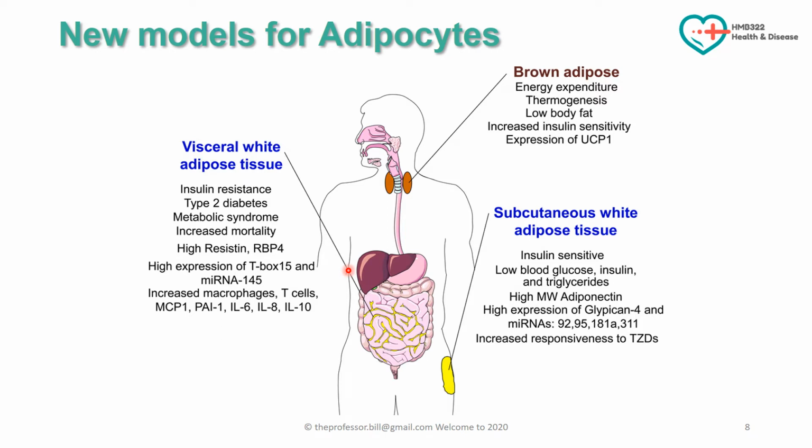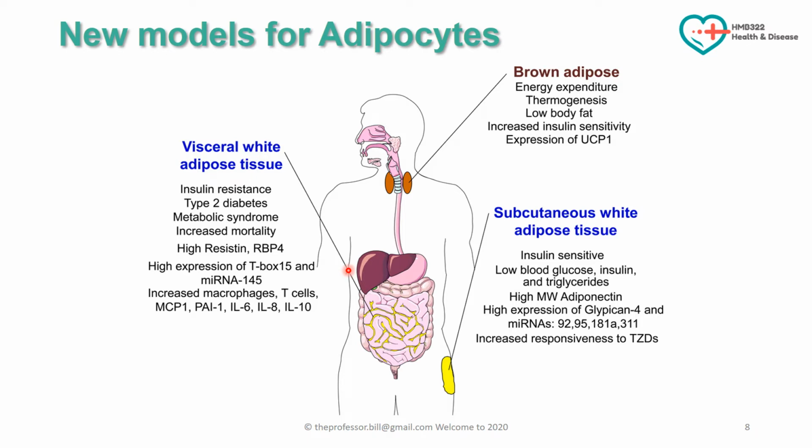So again, sort of a summary slide. I don't need you to know all of the different elements of this. And in fact, some of you might have taken a nutrition course or learned it in physiology. These are the classic older ways to discuss these different types of adipocytes. What we've been talking about are these visceral white adipose tissue.